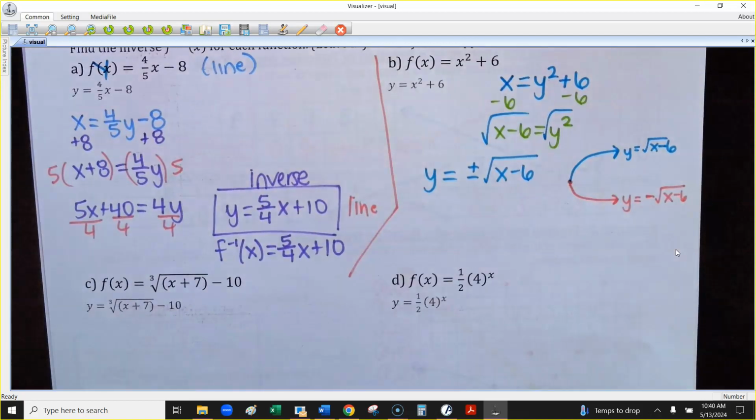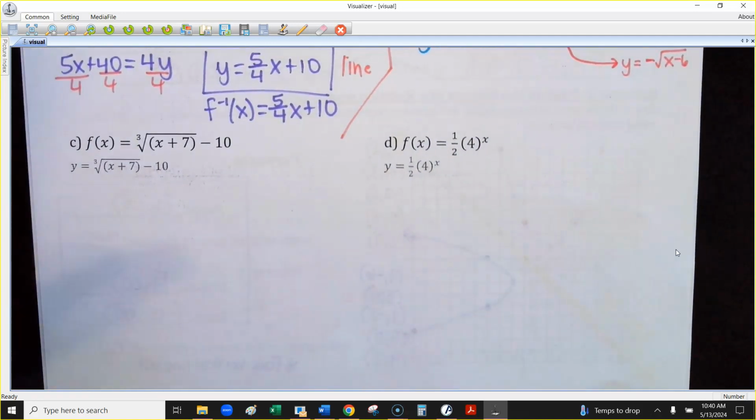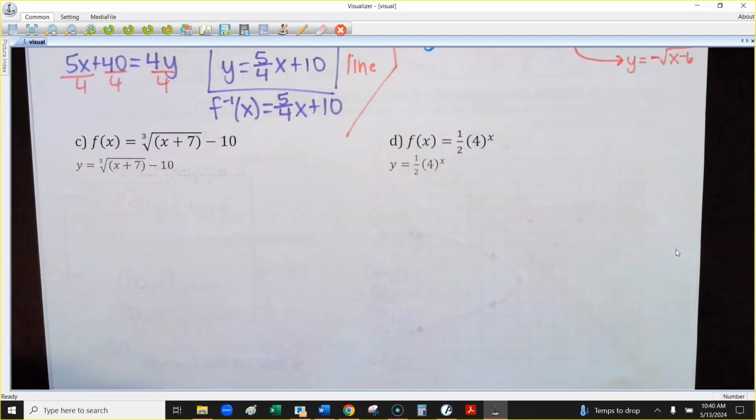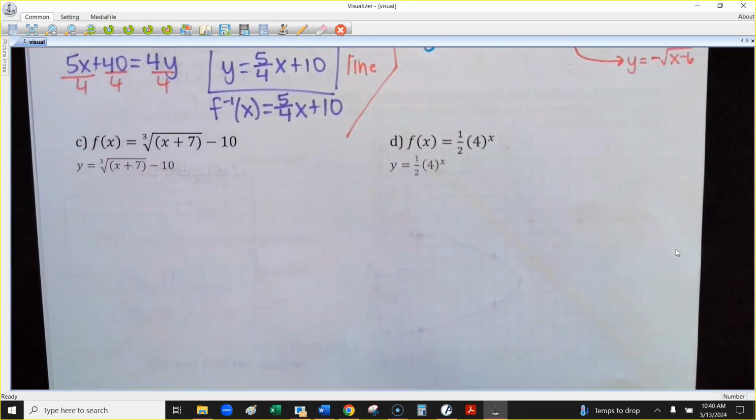All right, now I've got underneath here, it's been a minute, but this is a cube root function. So I have y equals cube root, and you have the x plus 7 all under the cube root. You technically don't need those parentheses. I was just trying to really define that the 7 is under the cube root with the x there, and the negative 10 is to the outside.